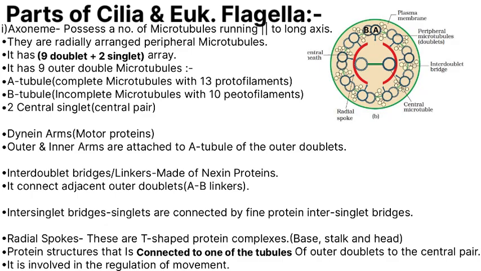Focus on my words and keep your eyes straight on the screen and count it together with me. We have the 9 outer doublets: 1, 2, 3, 4, 5, 6, 7, 8, and this one is 9. And these are the 2 central singlets of microtubules arranged in the center of the axoneme.